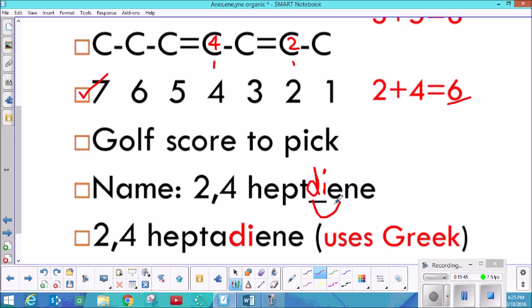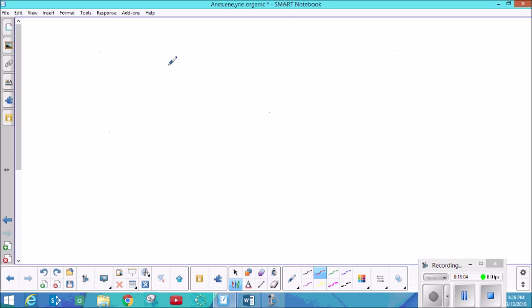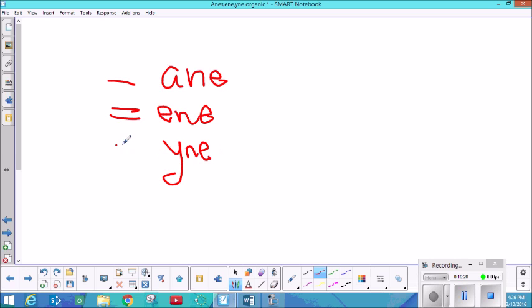So what do you have two of? Enes. These are the Greek prefixes. They are not the carbon prefixes because we are not counting the number of carbons. This is counting the number of double bonds. Okay, so let me talk to you just briefly. We've got -anes, which are single bonds, -enes, which are double bonds, and -ynes, which are triple bonds. You'll notice that they're in alphabetical order. 1 A, 2 E, 3 Y. So even though they're not A, B, C, they are in alphabetical order, 1, 2, 3. Hopefully this helps you.